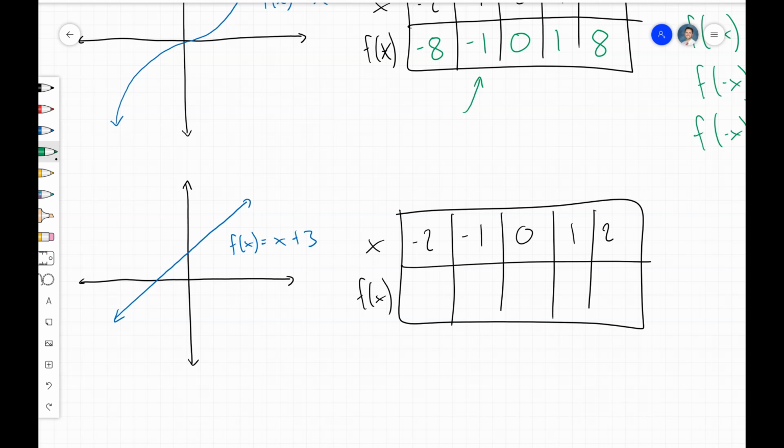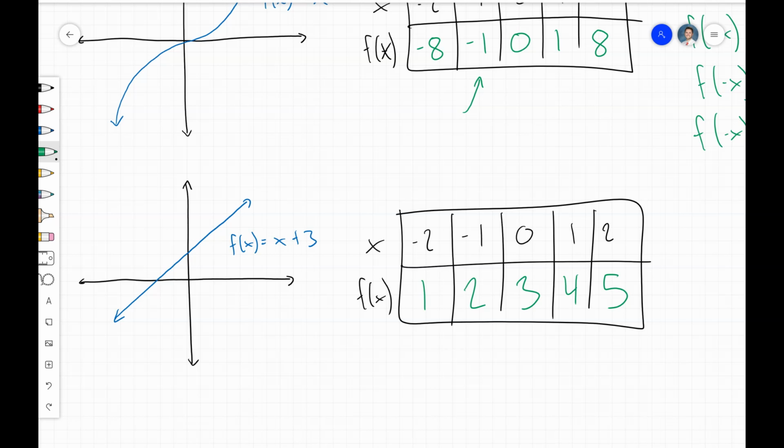So let's look at this by table. We have f of x equals x plus 3. If x is 0, then f of x is 3. If x is 1, f of x is 4. If x is 2, f of x is 5. If x is negative 1, then f of x is 2. And if x is negative 2, then f of x is 1.